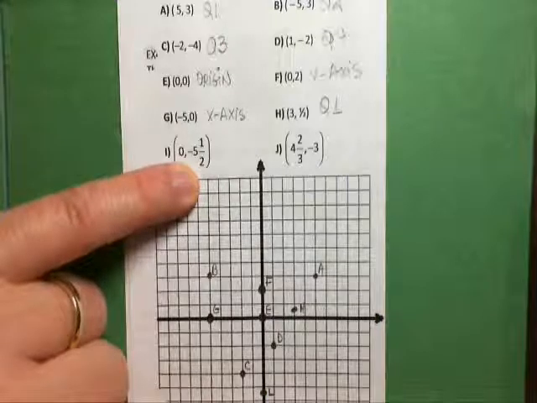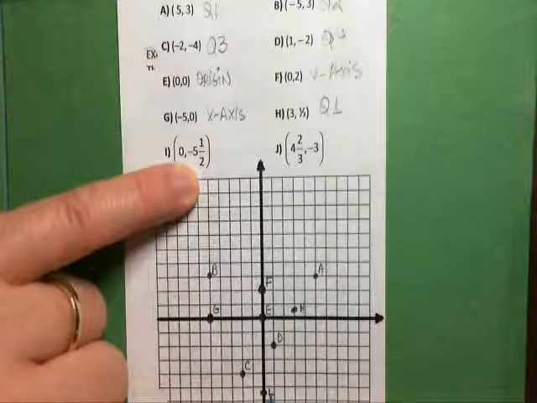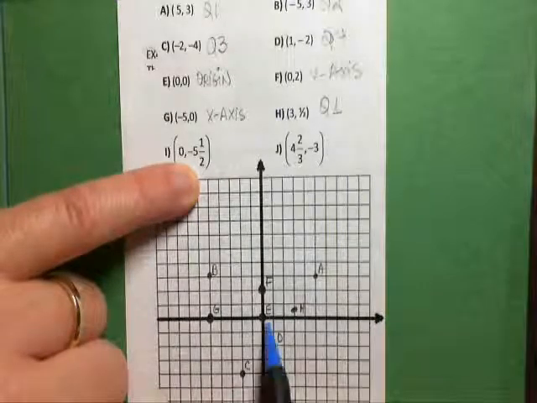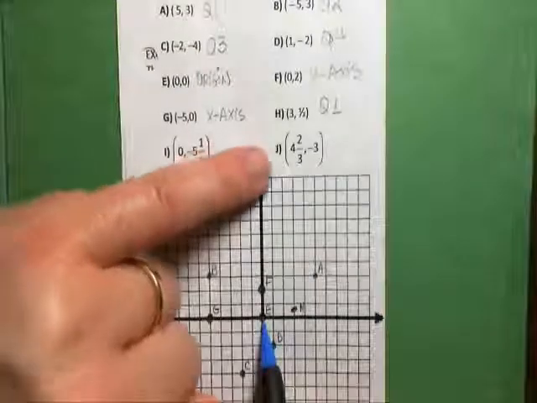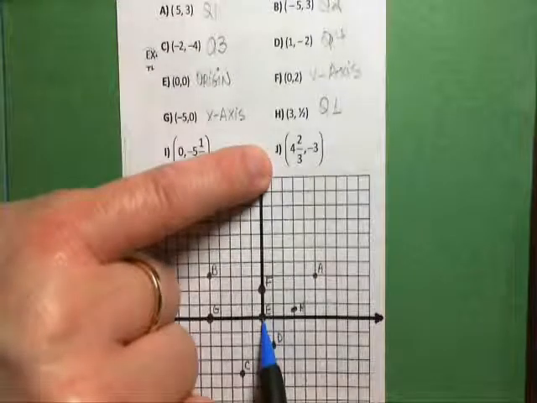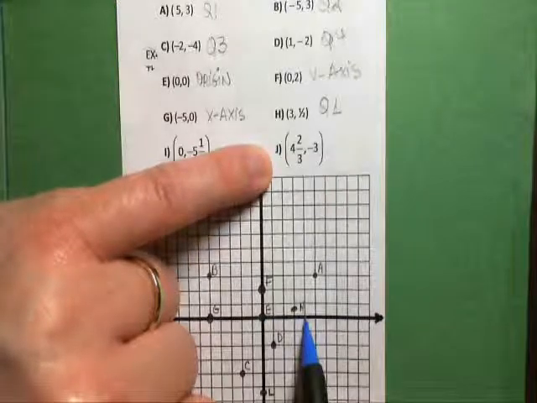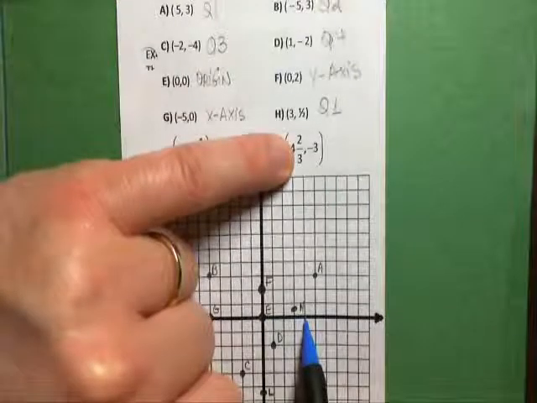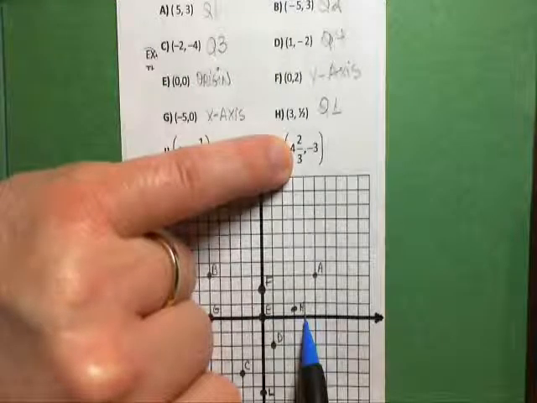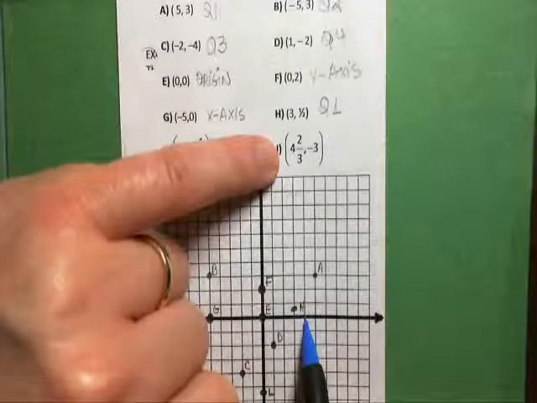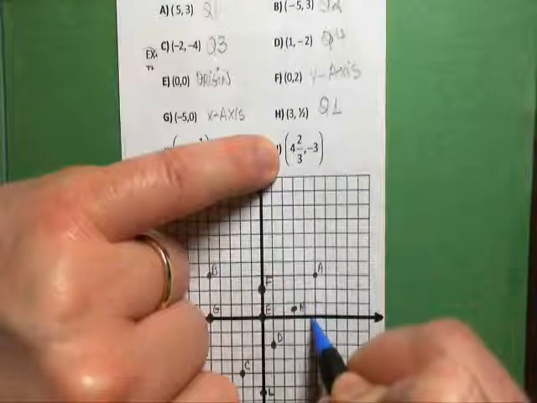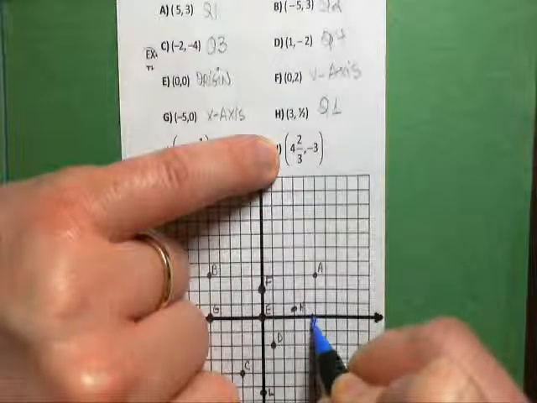Letter L. Okay, and the next one: the first coordinate is 4 and 2/3, so 1, 2, 3, 4. Now 2/3, if you divide 2 by 3 on the calculator, it would be like 0.6, so it would be 4.6. 4.6 would be like over here.